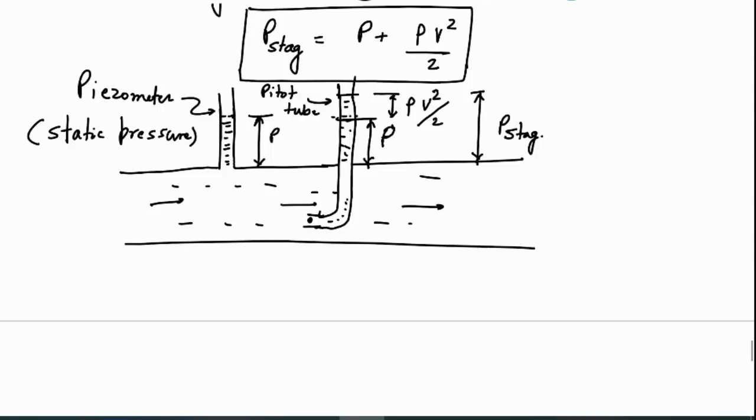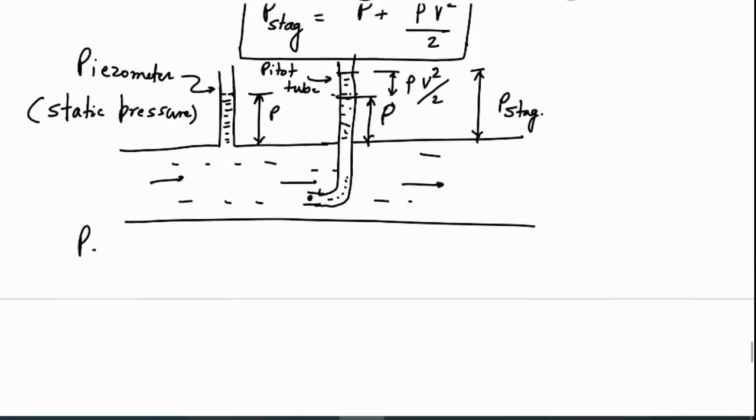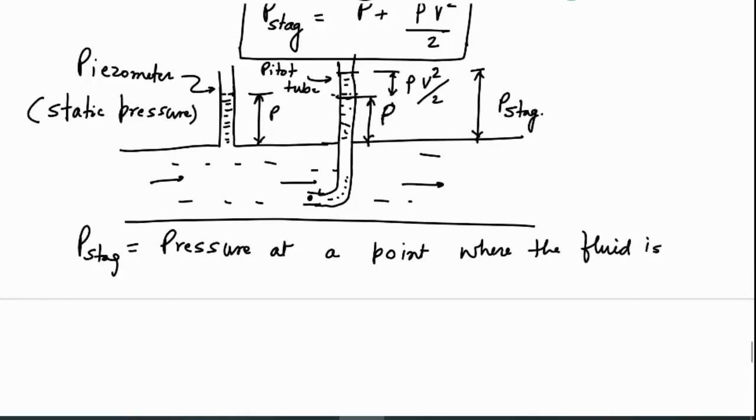So a stagnation pressure is a pressure at a point where the fluid is brought to a complete stop. That is your stagnation pressure. So what is a stagnation pressure? This is the pressure at a point where the fluid is brought to a complete stop.